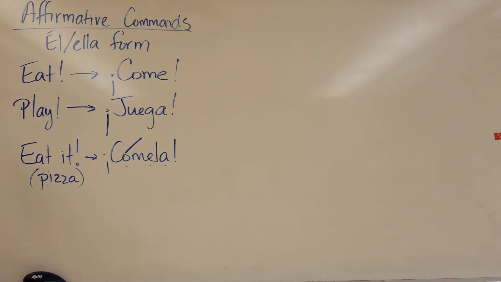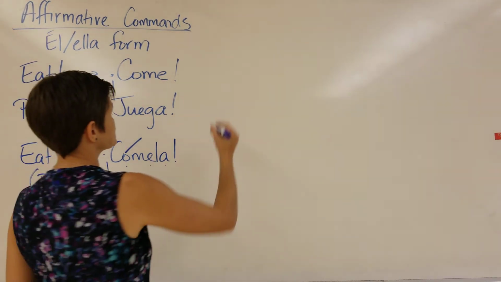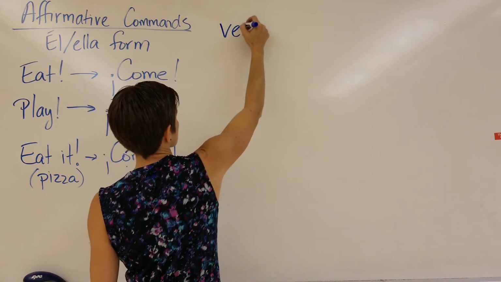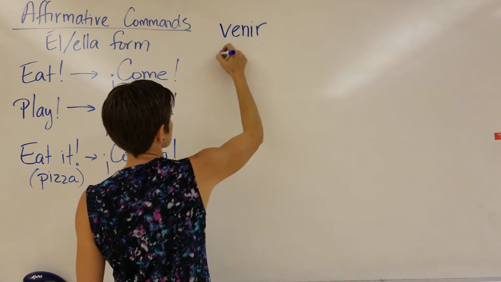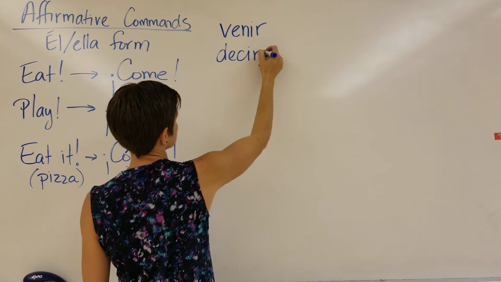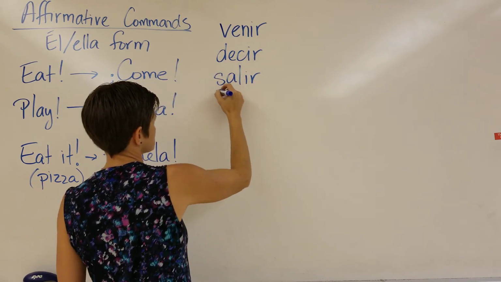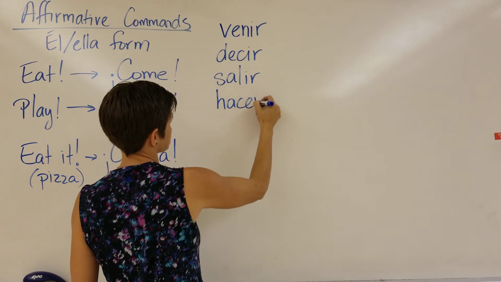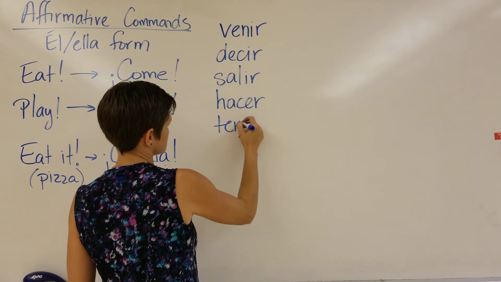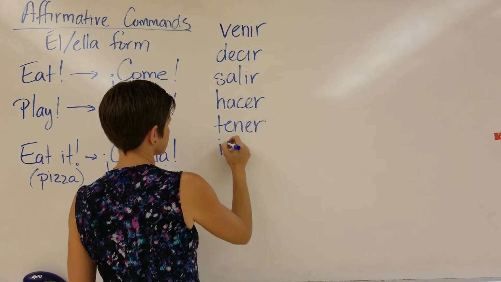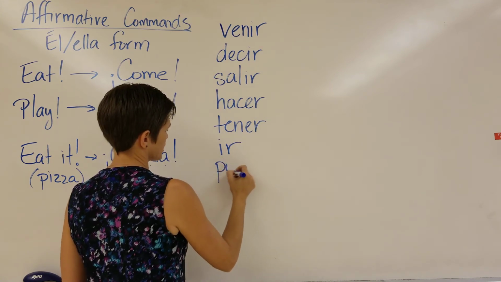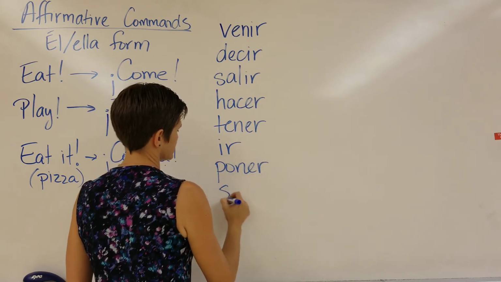There's also several irregular affirmative commands that have to be memorized. Those come from the verbs venir, decir, salir, hacer, tener, ir, poner, and ser.